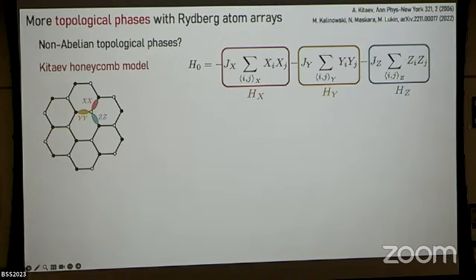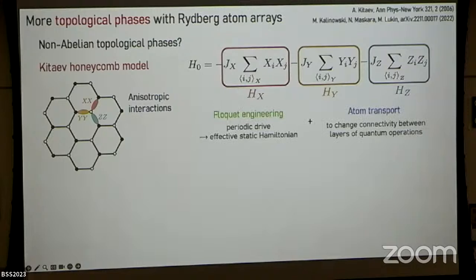So the Hamiltonian that you would like to encode is this one. And as I told you yesterday, it's not easy to have these three different types of interactions, especially it's hard to have them on different sides of the lattice. So to have an anisotropic interaction.